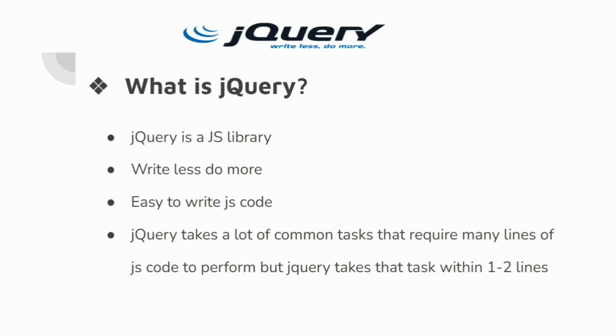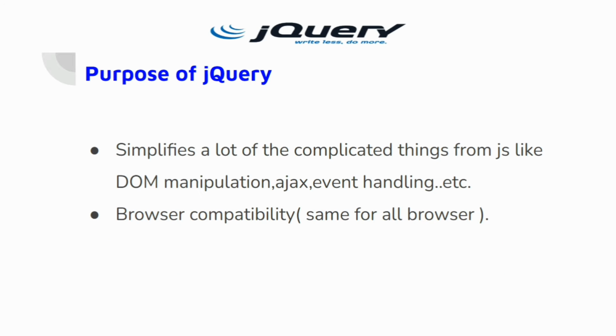jQuery was developed only to simplify JavaScript programs, so we can easily write JavaScript code. jQuery is a part of JavaScript, so jQuery code is similar to JavaScript code, with the only difference being the syntax. As we discussed before, to perform any particular task JavaScript takes many lines, but in jQuery it takes 1 to 2 lines. Then let's talk about the purpose of jQuery.